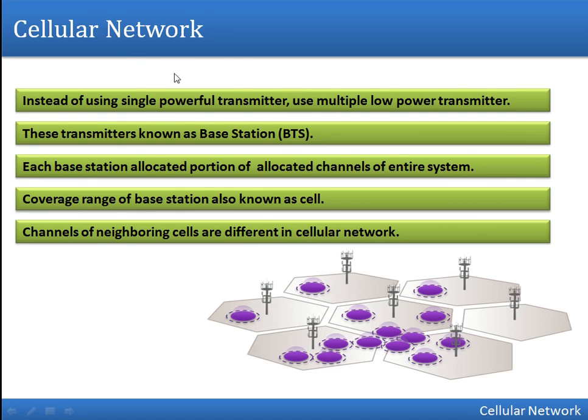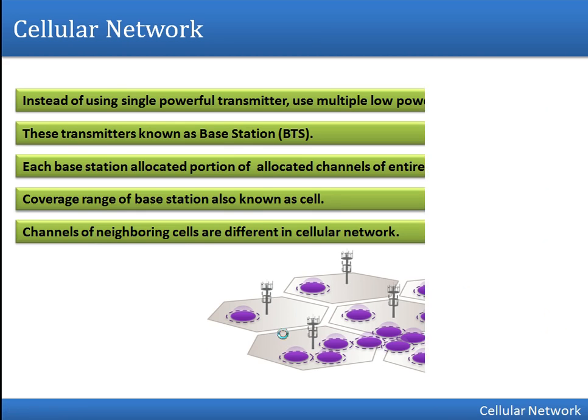In cellular network, instead of using a single powerful transmitter, use multiple low power transmitters. These transmitters are also known as cells, also known as base stations. Every base station can cover a particular area of a region. That area is known as a cell. And the channels of neighboring cells, it means the frequency allotted to this cell and the frequency allotted to this cell have to be different, otherwise there will be interference.